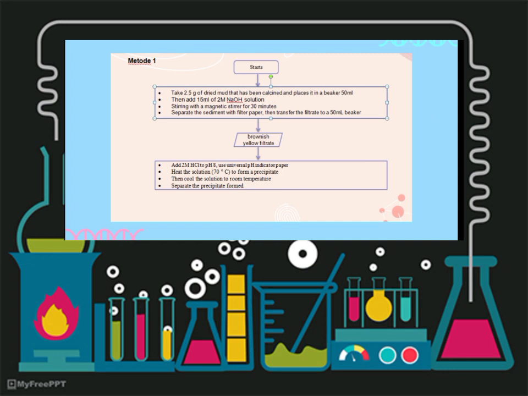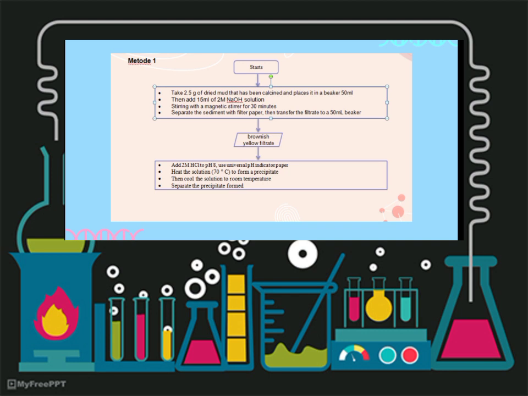Experimental work. Method 1. Start. Take 2.5 grams of dried mud that has been calcined and place it in a 50 ml beaker. Then add 15 ml of 2 molar NaOH solution, stirring with a magnetic stirrer for 30 minutes. Separate the sediment with filter paper, then transfer the filtrate to a 50 ml beaker. Brownish yellow filtrate. Add 2 molar HCl to pH 8. Use universal pH indicator paper.